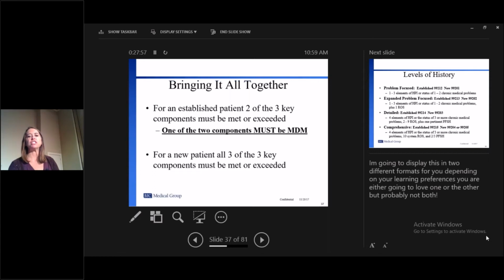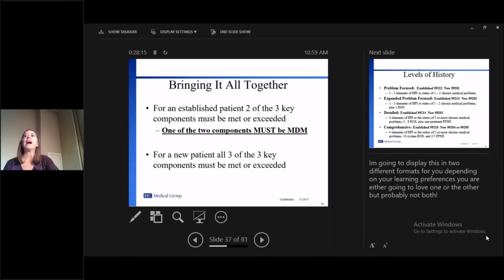For an established patient, two of the three components must be met or exceeded. Now, I don't know if you can tell I wanted you to note this. I have it bolded, I have it written in large type, and I have it underlined. One of those two components must be your medical decision making, okay?